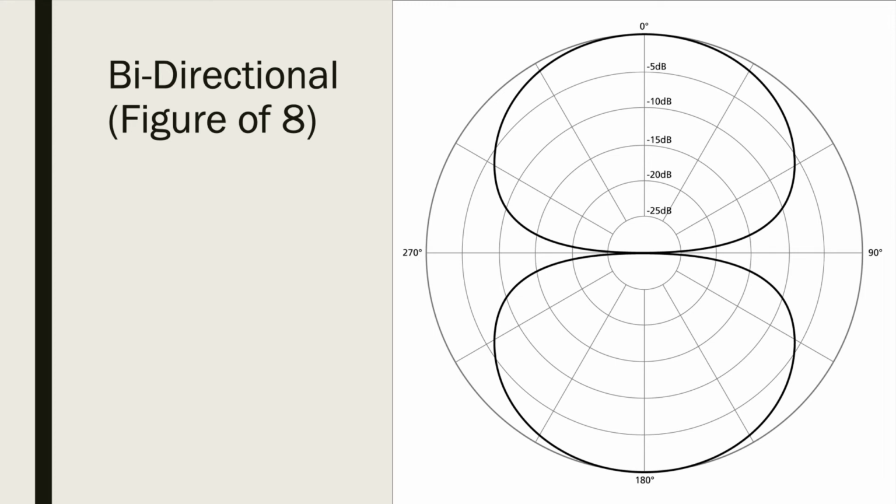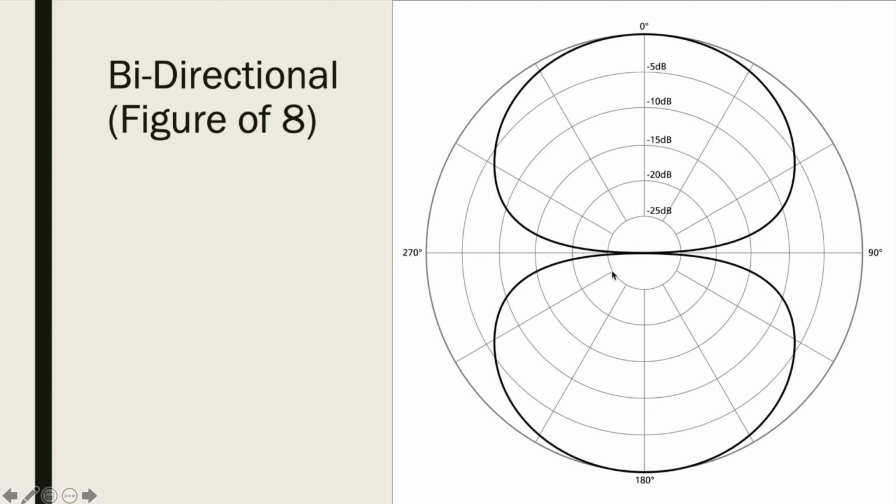Figure 8 is where we're picking up sound from the front and back of the microphone, but as you can see, we're rejecting either side there. That can be really useful in situations like maybe if you're doing an interview with someone, so you only have one microphone and you want your voice and their voice to be equally prominent and you want to reject anything else that's going on in the room.